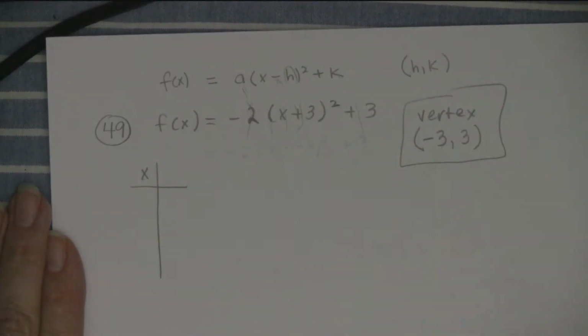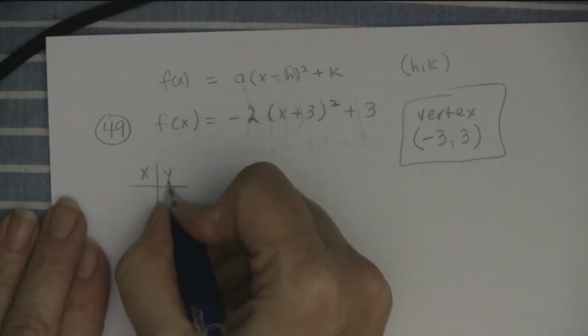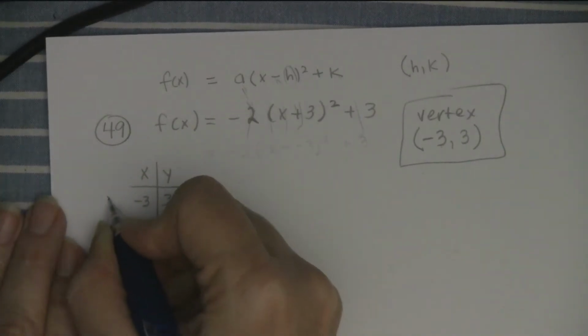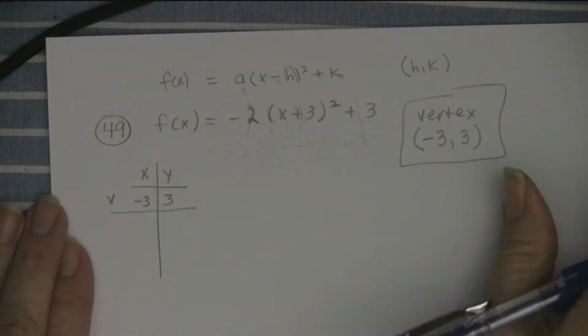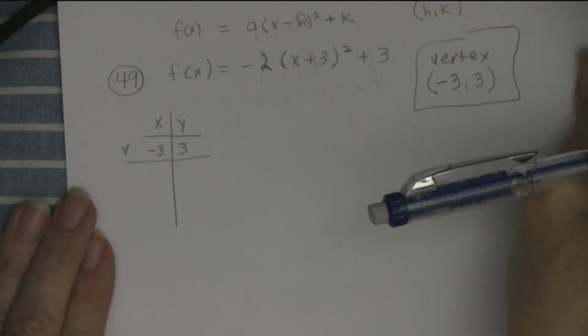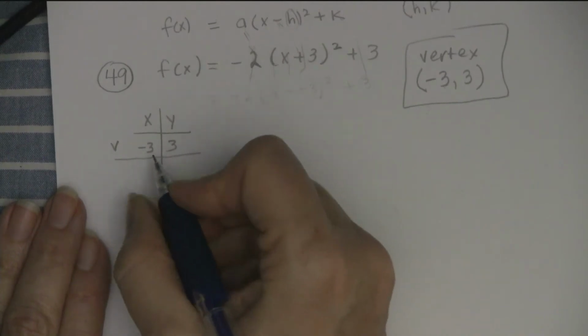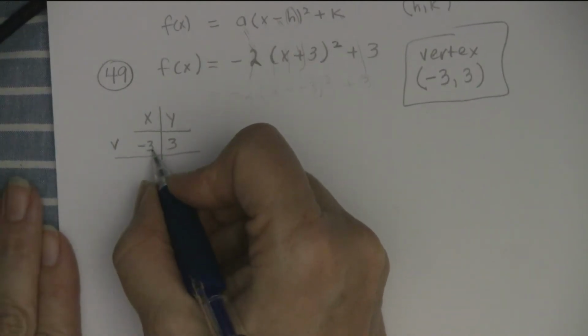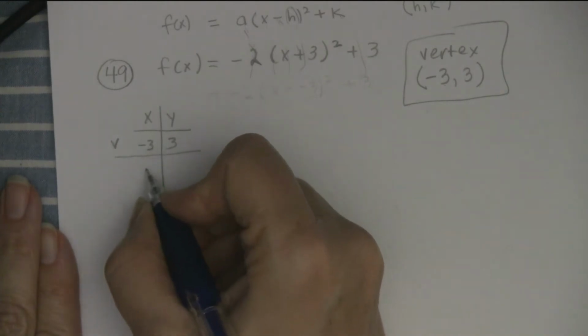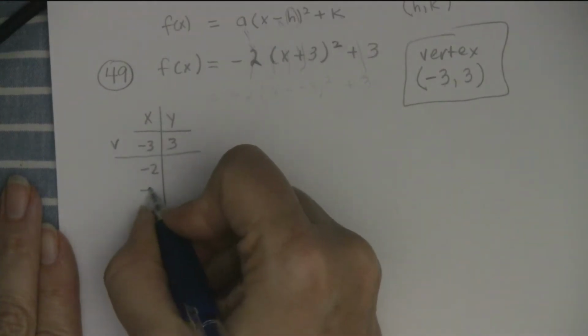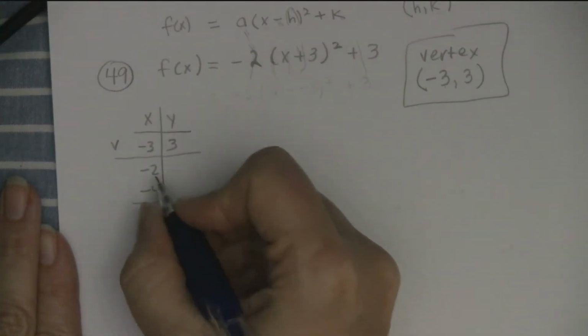They asked me for that. So my x and my y, or f of x, whichever one you want. Here's my vertex. And what you want to do is pick 4 convenient points. You want to pick values for x that are just really close to the vertex on each side of the vertex. So if I add 1 to the vertex, this would be -2. And if I took away 1, it would be -4. So I'm going to pick those 2 points there.